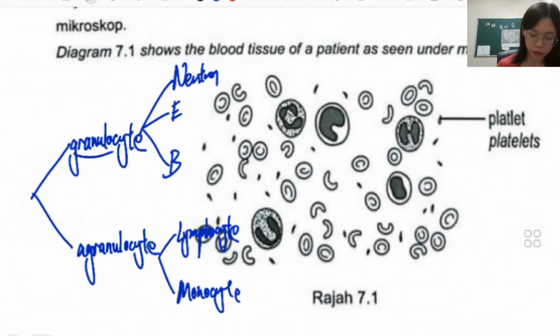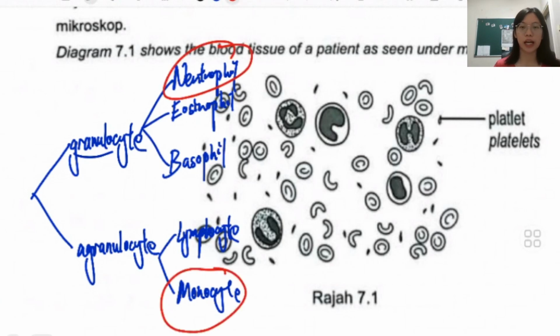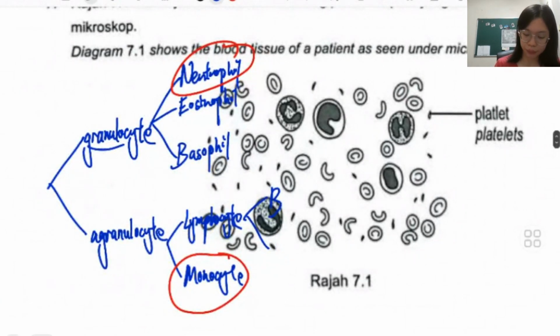So yeah, neutrophil, eosinophil, and basophil. If you could recall, neutrophil and the macrophage, monocyte, it will mature into macrophage. These two are phagocytes. Then who is the one that produces antibodies? The one that produces antibodies is the lymphocyte, because lymphocytes got divided into two: B lymphocyte and T lymphocyte. To be specific, it is the B lymphocyte that produces antibodies. T lymphocyte is the one that stimulates B lymphocytes.